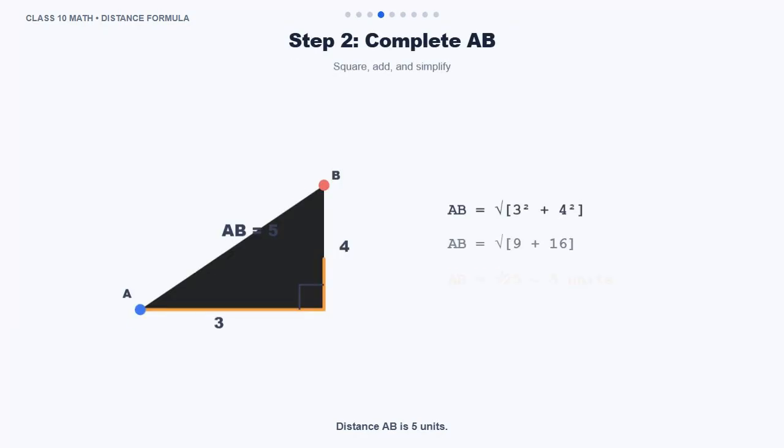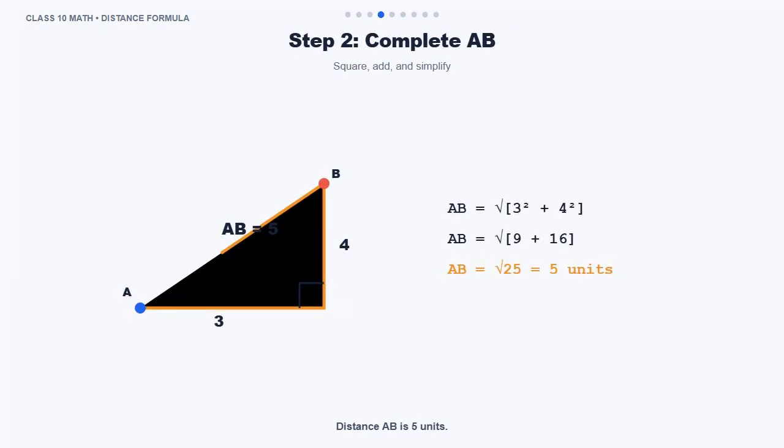Now complete the calculation for AB. 3 squared is 9, and 4 squared is 16. 9 plus 16 is 25. The square root of 25 is 5, so AB equals 5 units.